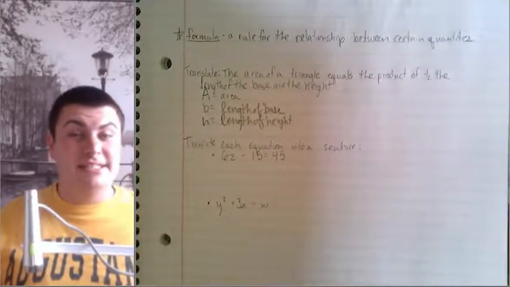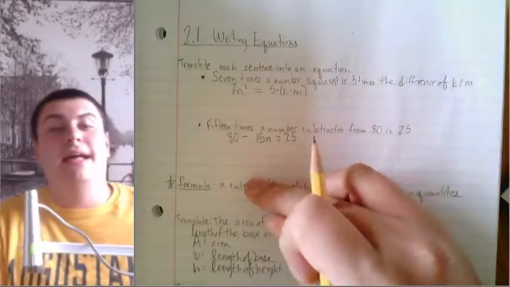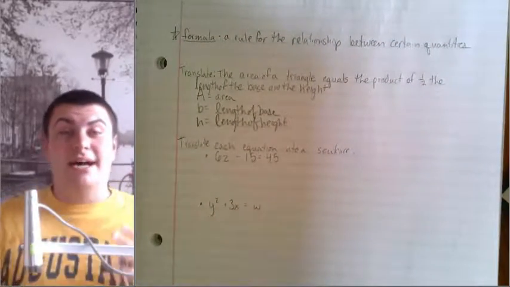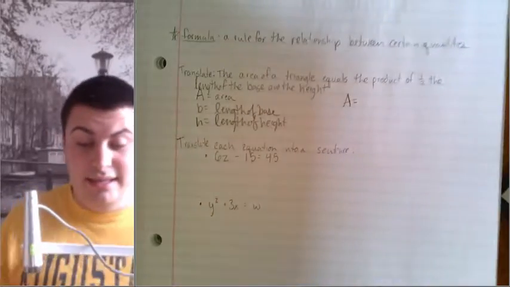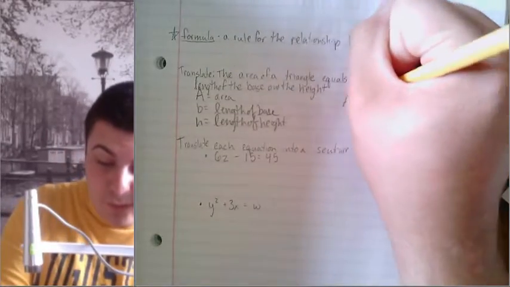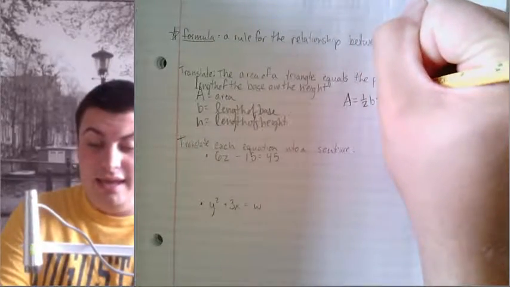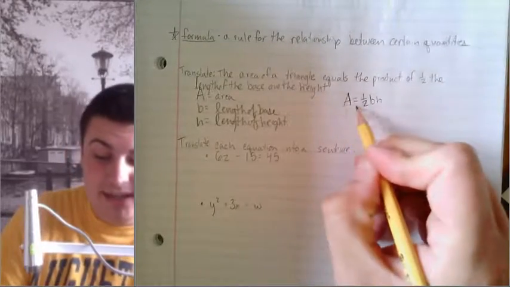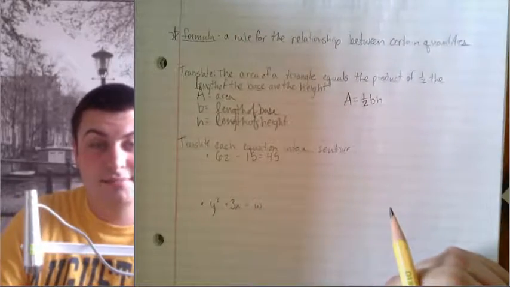Now, we've defined these variables. And technically up here we should have said n equals a number. So we've translated our variables. Now, the area of a triangle, so the area, A, equals the product, we're going to be using multiplication, of 1/2 the length of the base and the length of the height. So we have the area equals 1/2 the base times the height.